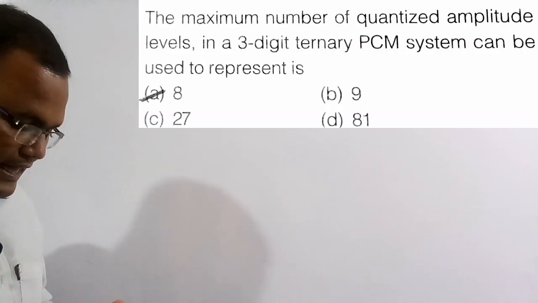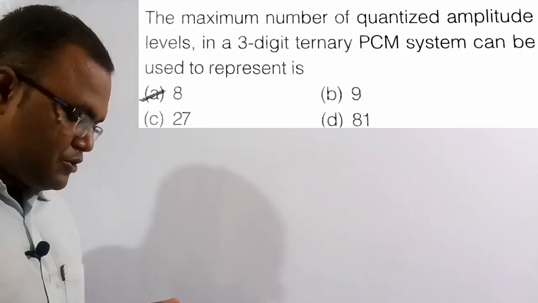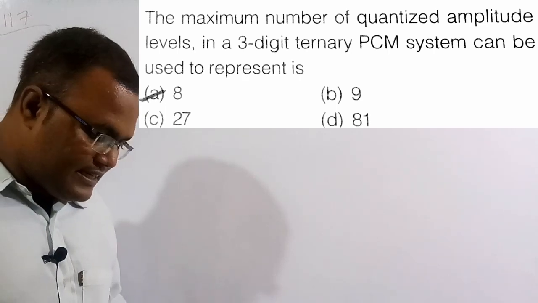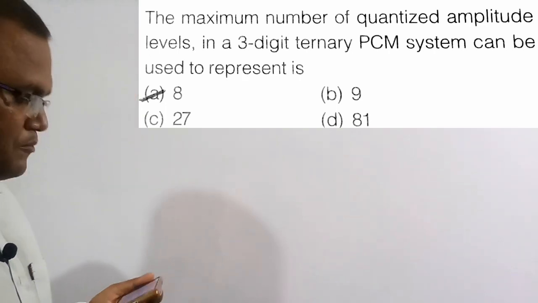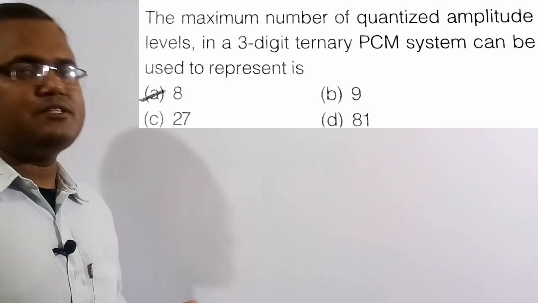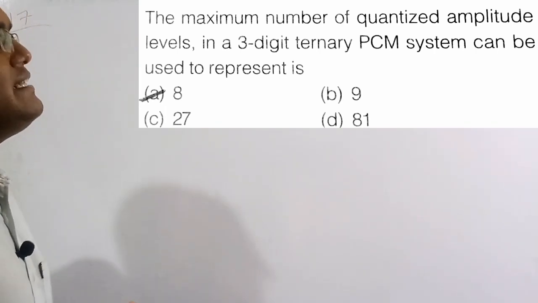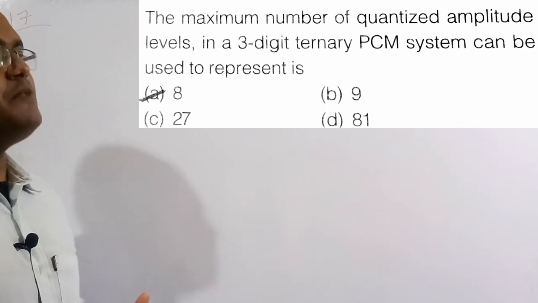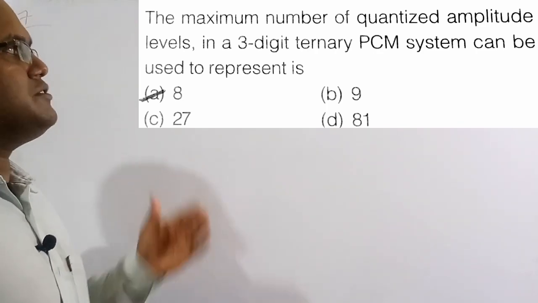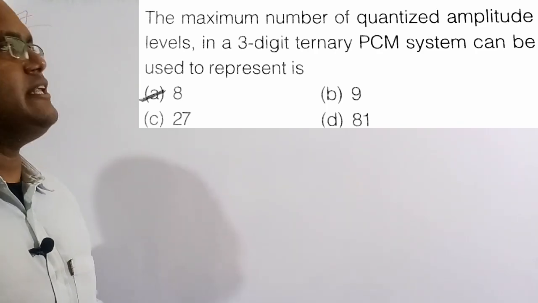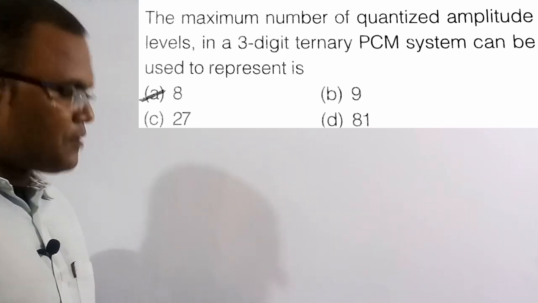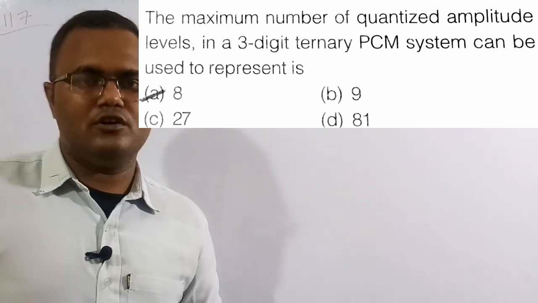Now we are going to solve question 117. See the question here. What is the maximum number of contrast amplitude levels that a 3-digit ternary PCM, pulse code modulation, system can be used to represent? Here in pulse code modulation we use 3 digits at the output. With the help of this, how many levels can we get, meaning the maximum number of contrast levels? Out of the four options, option A is the correct solution of this question. So let's solve this numerical.